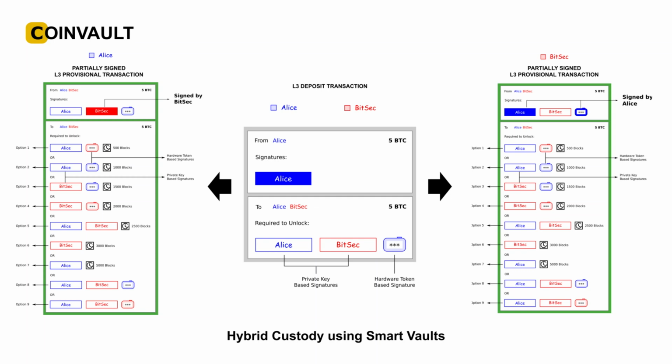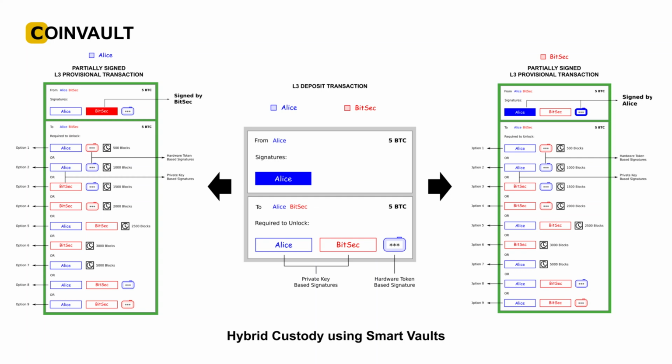As mentioned already, the L3 deposit transaction locks the said Bitcoin in a multisig address that requires signatures generated using both Alice's and BitSec's private keys and Alice's hardware token to unlock, thereby enabling joint custody, as well as out-of-band authentication. This has many advantages, but most importantly, no information breach can ever lead to loss of funds from this transaction, as physical access to the depositor's hardware token is needed to unlock the same.